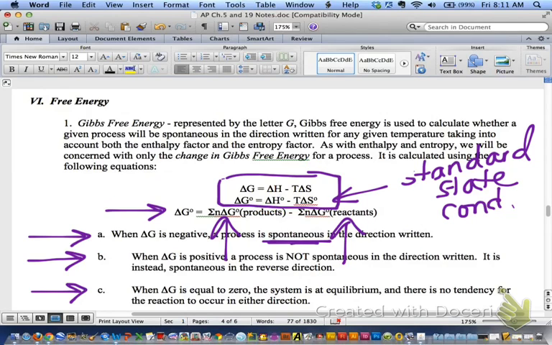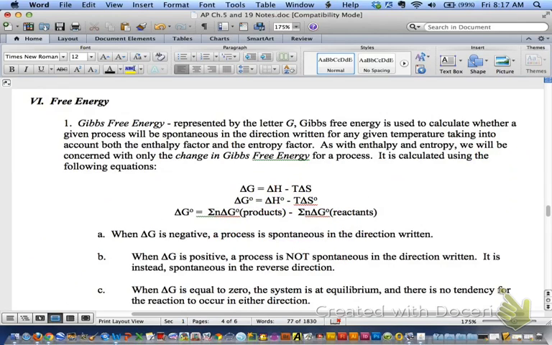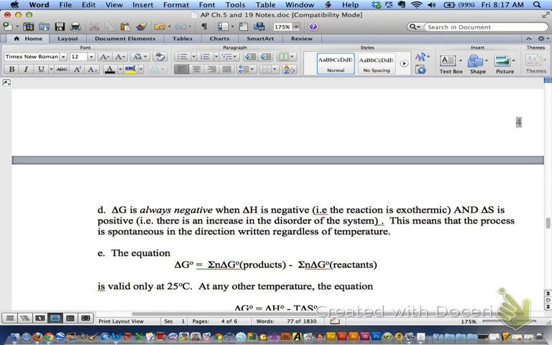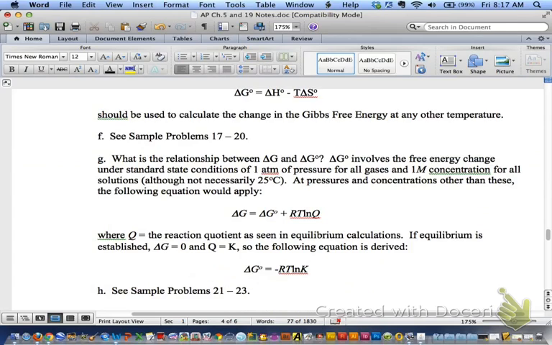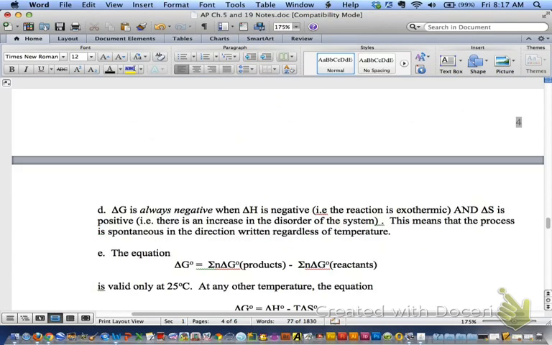Am I making sense? Okay, so what I'm going to do here is I'm going to switch over from the notes to our sample problem packet because what you're going to see here, if I scroll down, sample problems. It says we're going to be working a bunch of sample problems. Do you guys see that? Okay, so I'm going to pause this recording.